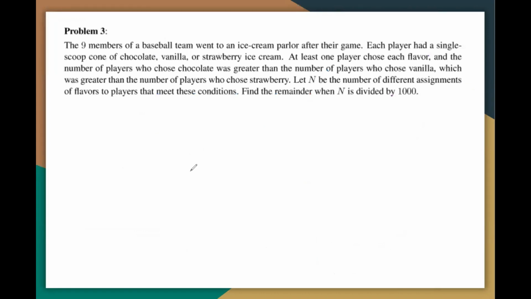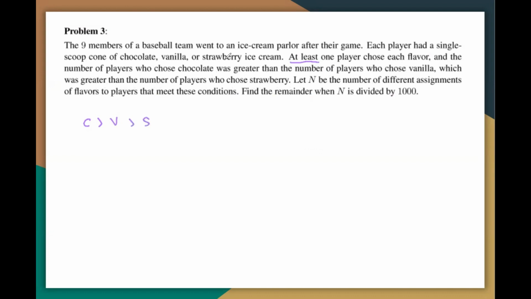Number 3: 9 members of the baseball team went to get ice cream after their games. Each player had a single scoop cone of chocolate, vanilla, or strawberry ice cream. At least one player chose each flavor, and the number of players who chose chocolate was greater than the number who chose vanilla, which was greater than the number who chose strawberry. I'm going to call the number of people who chose chocolate C, which is larger than the number who chose vanilla, V, which should be larger than S. So C > V > S.